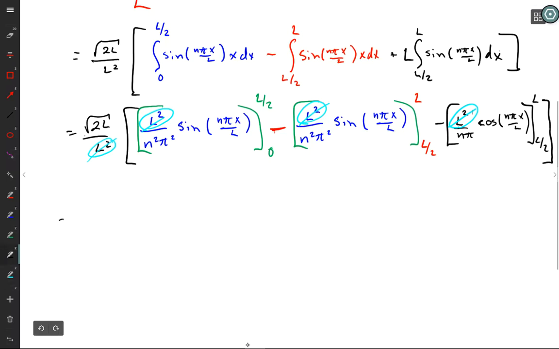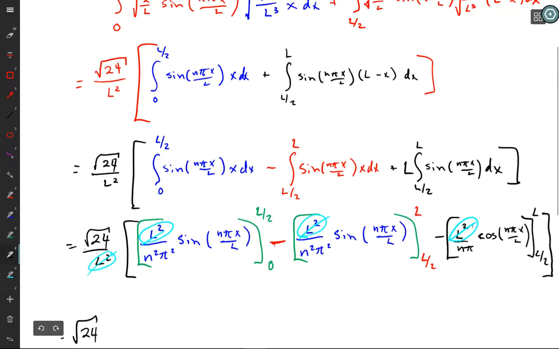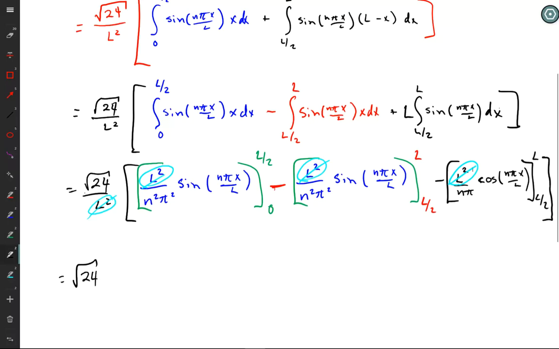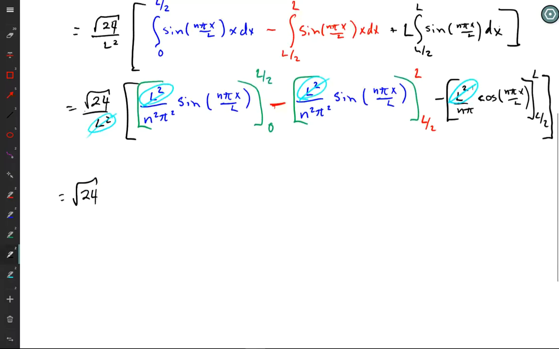So this is equal to square root of 2L. It was 24. I dropped a slash somewhere. Yes, it was 24. Wow, that makes such a difference too. There's units involved. Thank you. Okay, so I'm going to have sine of n pi over 2 divided by n squared pi squared. That's the first term because when I put in the lower limit, sine of 0 is 0.